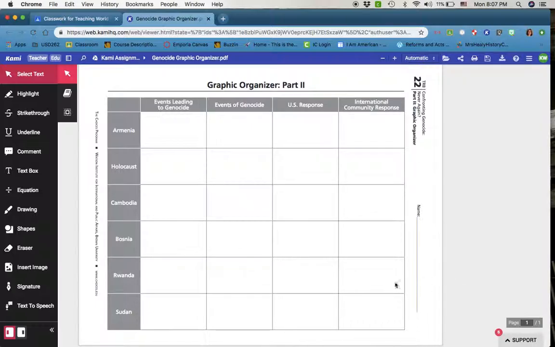So you can see these are our 6 genocides that we are going to be studying over the next week. And so say if you are the Armenian genocide, you are going to be researching events leading to the genocide, events that happened during the genocide, the way that it was committed, how the United States responded to this genocide, and then the international community response to the genocide. Same thing with each one of these. You are only focusing on your row. You do not have to worry about the other ones. The other ones will get filled in at the end of this project when everyone presents on their genocide that they did some further research on.